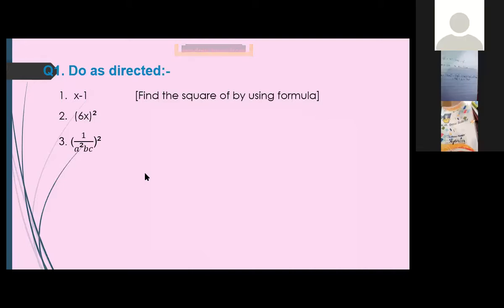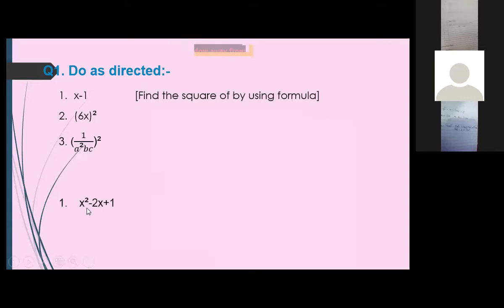Ahmad, share your answer with me quickly. What will be the answer, Ahmad? You are raising your hand. Unmute yourself, please, if you know the answer. Yes, Ramesh. What will be the answer? x square minus 2x plus 1. Excellent, Ramesh. Excellent. Shabash bete. Very good. So here I get the answer number 1 by Ramesh: x square minus 2x plus 1.